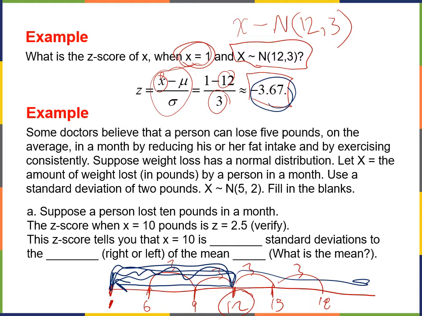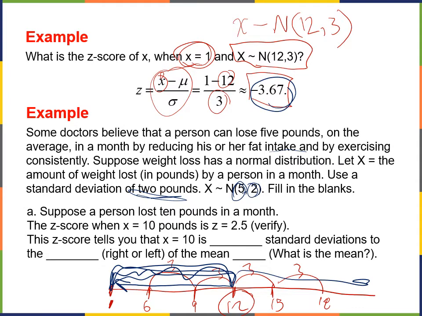So if we were to, say, look at another example, some doctors believe that a person can lose 5 pounds on average in a month by reducing his or her fat intake and by exercising consistently. Suppose weight loss has a normal distribution where x is the amount of weight loss in pounds by a person in a month. Use the deviation of 2 pounds, and fill in the blanks. So we have a normal distribution where the mean is 5, the average weight loss is 5, okay, and the standard deviation is 2, okay, in this normal distribution.